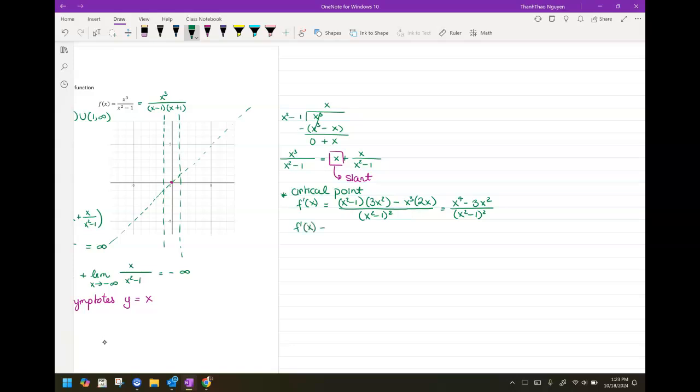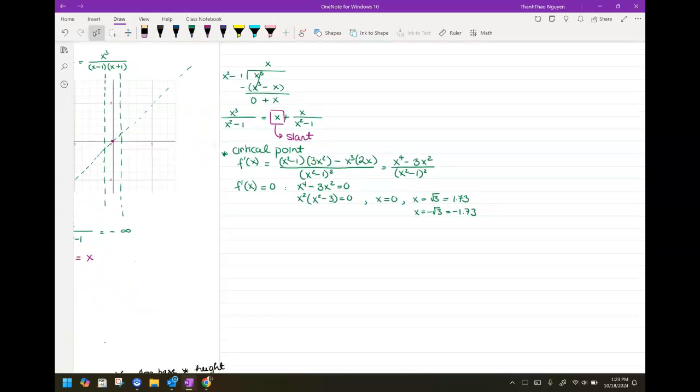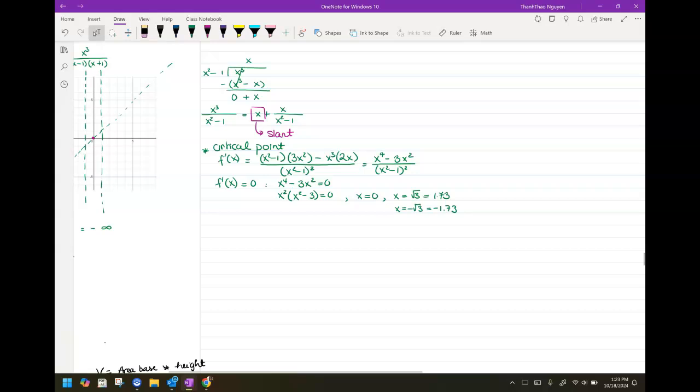Setting f prime of x equal to 0, this means x to the fourth minus 3x squared equals 0. Factor out x squared: x squared minus 3 equals 0. This means x equals 0, x equals root 3, which is about 1.73, and x equals negative root 3, which is about negative 1.73. Now that we have the critical values, we'll use them to find the increasing and decreasing intervals of this graph.